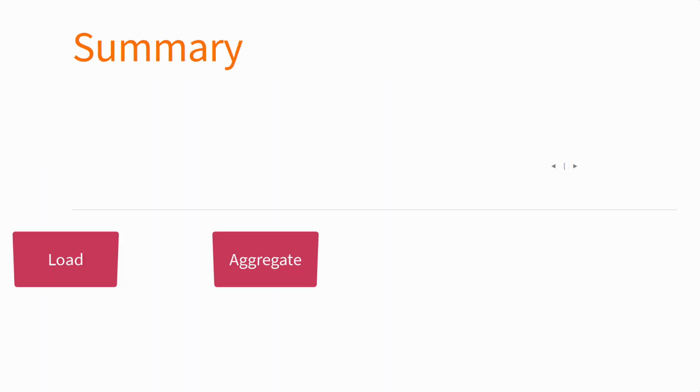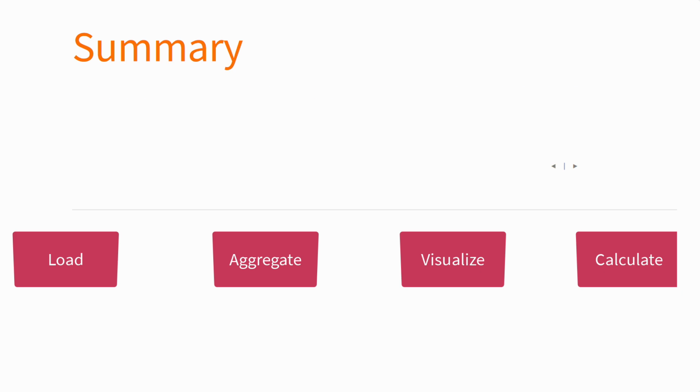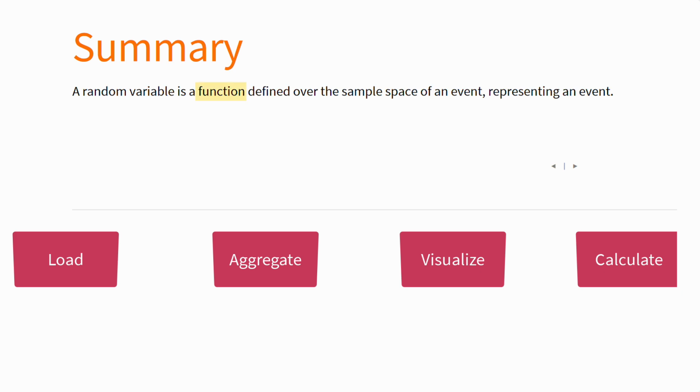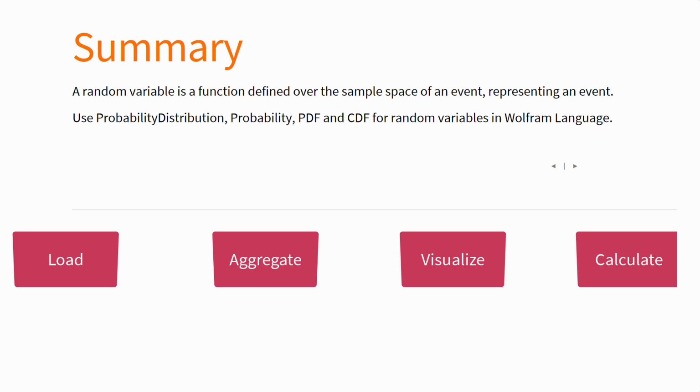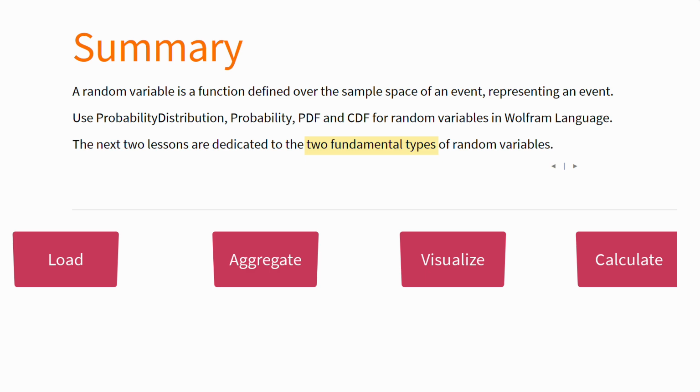Load, aggregate, visualize, calculate. You should also remember, a random variable is a function defined over the sample space of an event, representing an event. In the Wolfram language, use probability distribution, probability, PDF, and CDF for random variables. The two next lessons are dedicated to the two fundamental types of random variables.